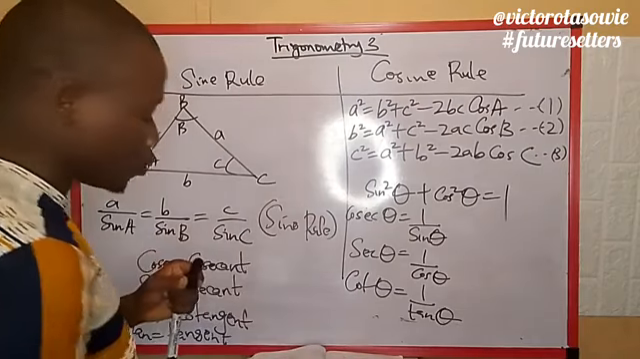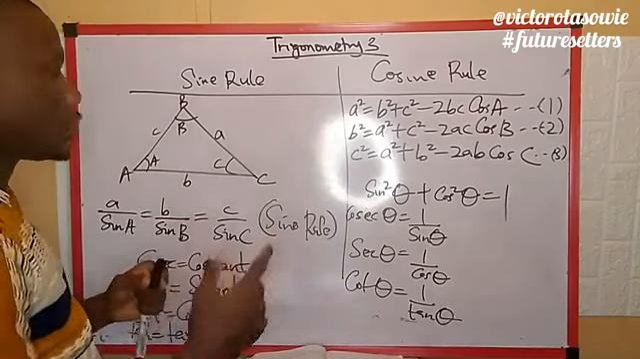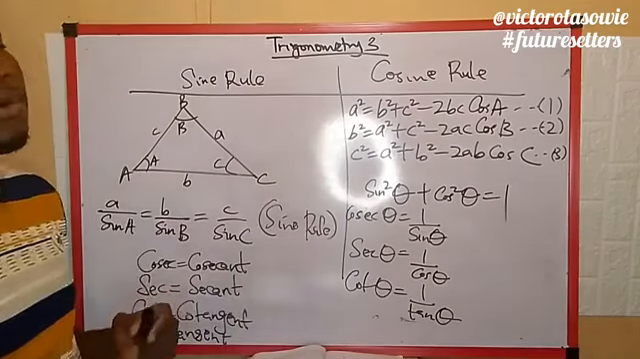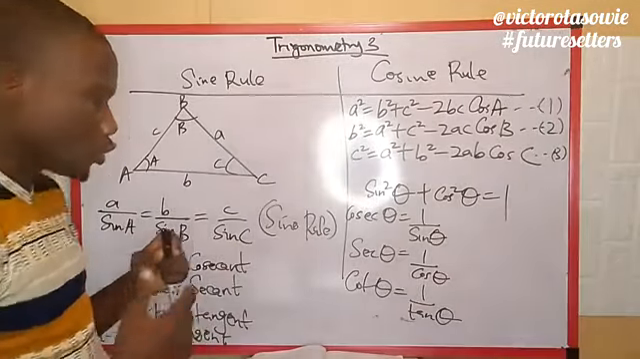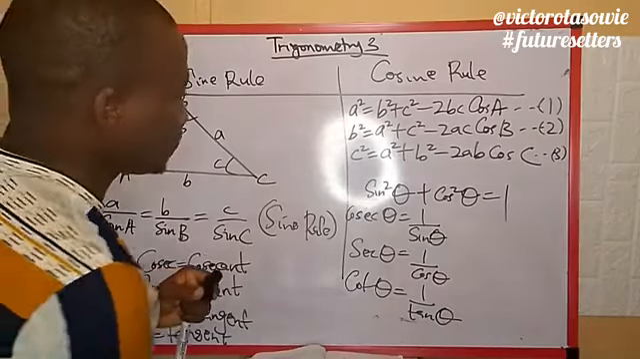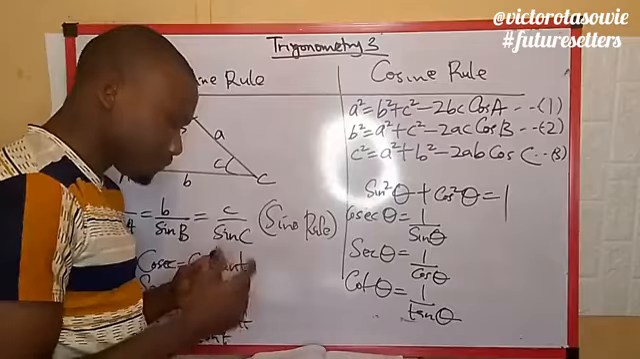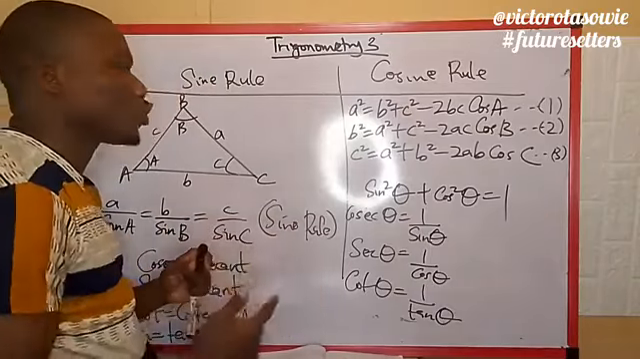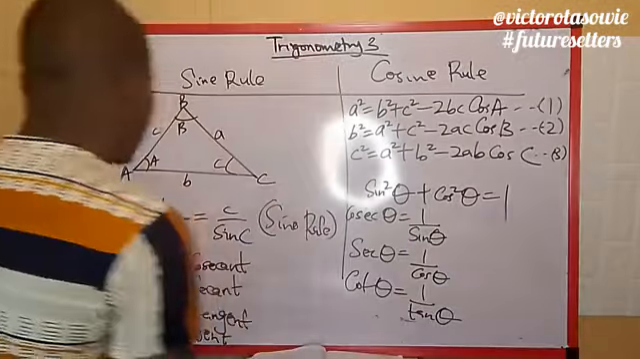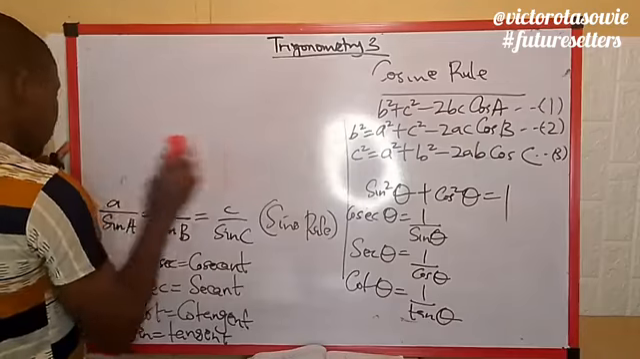Now let's go again. The sine rule says a over sine A is equal to b over sine B is equal to c over sine C. While for the cosine rule we have that a squared equal to b squared plus c squared minus 2bc cos A. We have that b squared equal to a squared plus c squared minus 2ac cos B. The next rule, c squared equal to a squared plus b squared minus 2ab cos C. So take note of these rules while we move on to the next question.